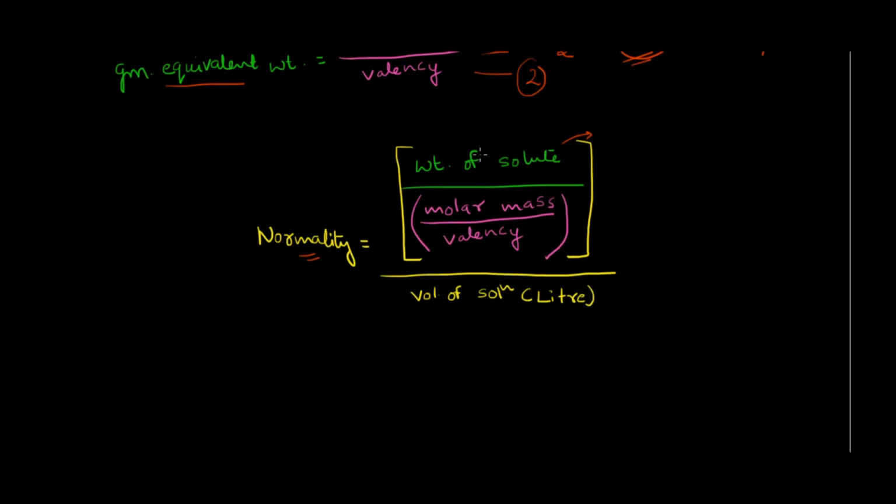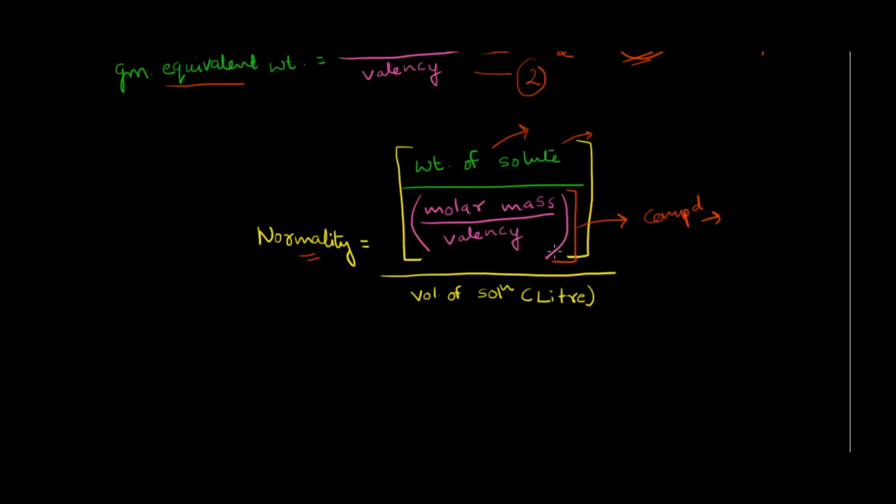So this is how I remember. Normality is equal to weight of solute. This will be either given or it will be unknown. We have to find it out. So it will be the weight of solute, the initial amount, the quantity that either is given or to find out, divided by molecular mass and valency. This we will always know, right? Because we know what compound we are working with always. So we would have these two values always, molecular mass by valency.